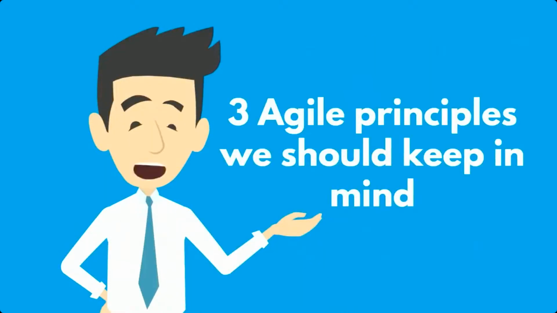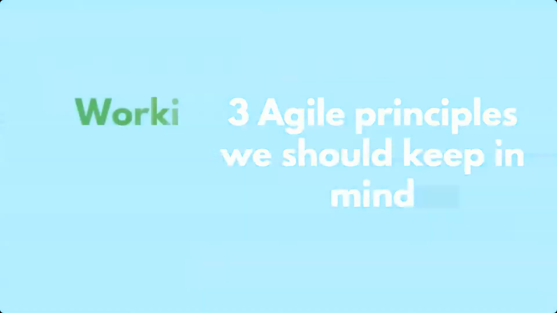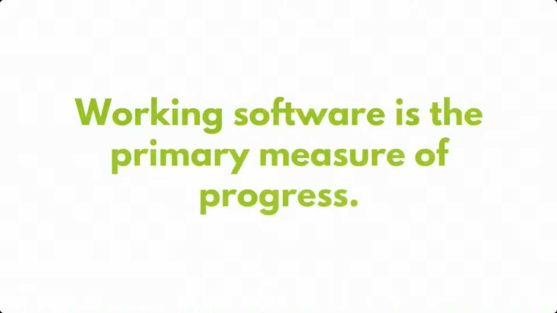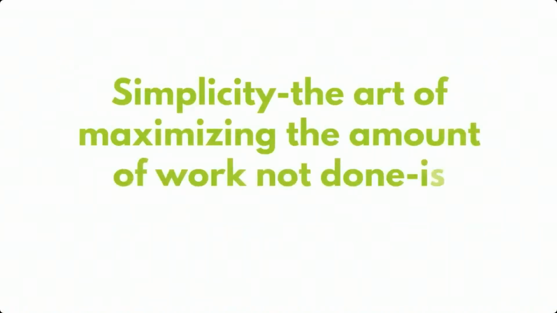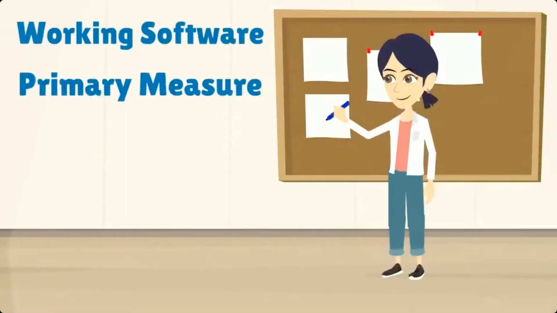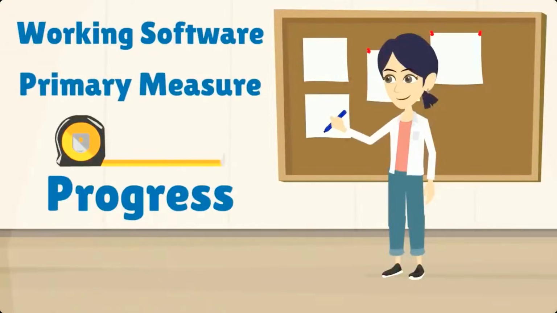For example, here are 3 agile principles that we should keep in mind for this video. Working software is the primary measure of progress. Our highest priority is to satisfy the customer through early and continuous delivery of valuable software. Simplicity, the art of maximizing the amount of work not done, is essential. If working software is the primary measure of progress, we need to make sure we organize and track our work in a way that supports this goal.